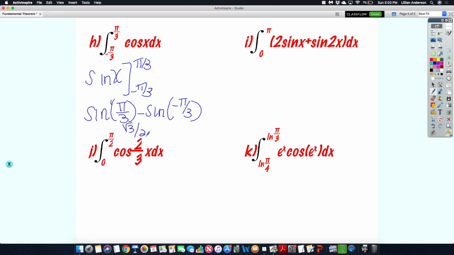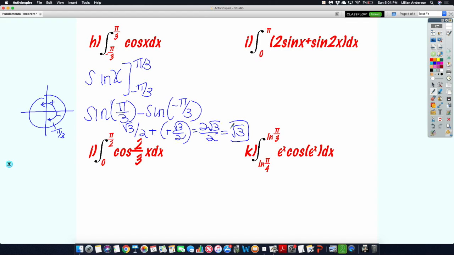And we're going to subtract that from whatever the sine is of negative pi over 3. Now remember, when you're going in the counterclockwise direction, you have your positive angles. When you go in the clockwise direction, you have your negative angles. So negative pi over 3 would be located here. And the value of that would be a negative square root of 3 over 2. Two negatives make a positive, so this becomes 2 square root of 3 over 2, which our answer would just be the square root of 3.